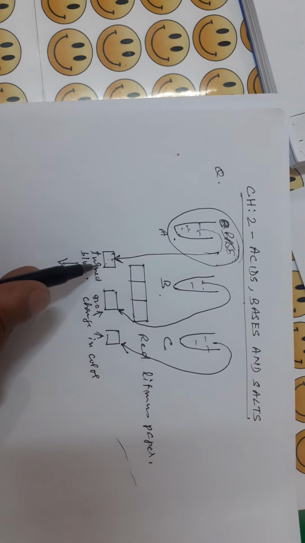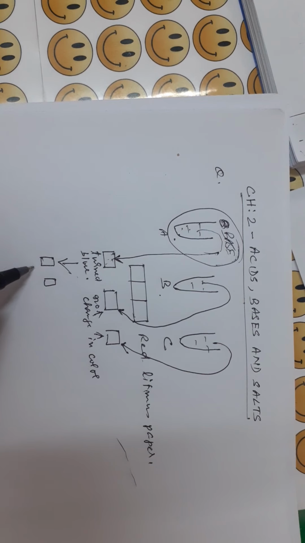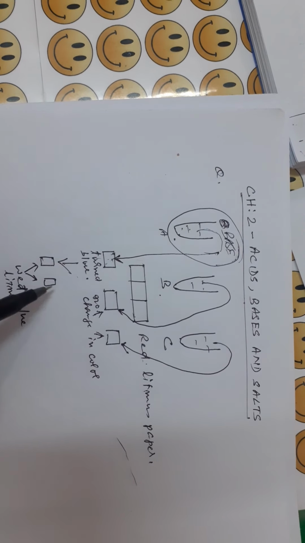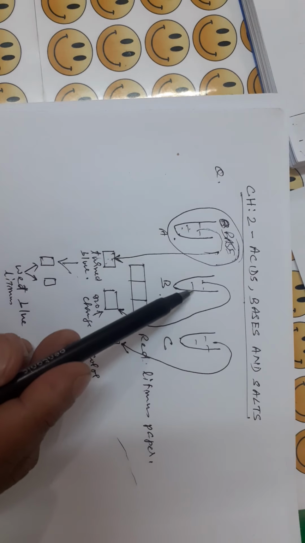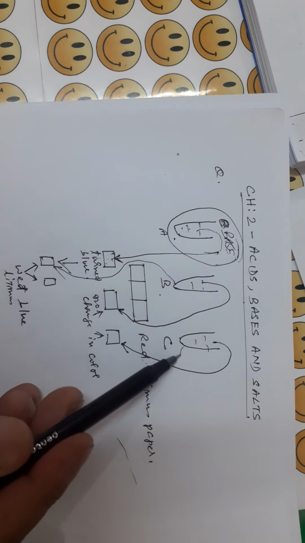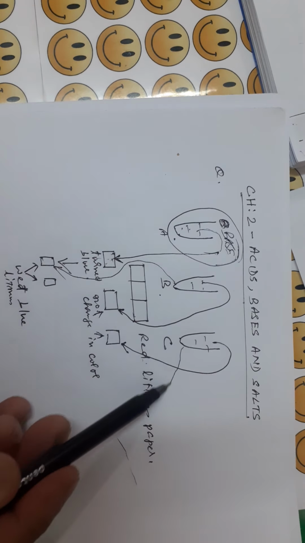cut into 2 again, small pieces. So this is what? Wet blue litmus, which was originally red, turned to blue because of the liquid base. Now put few drops of B on one of them, and few drops of C on the other.